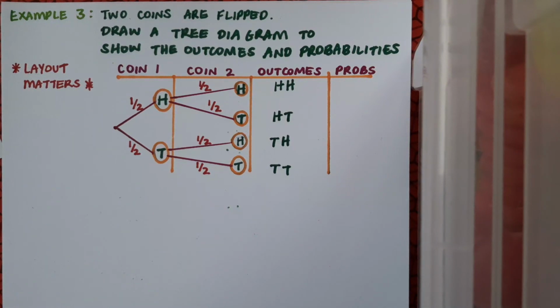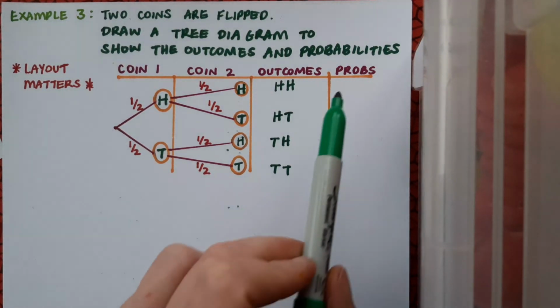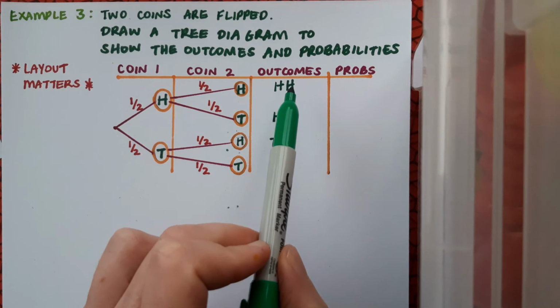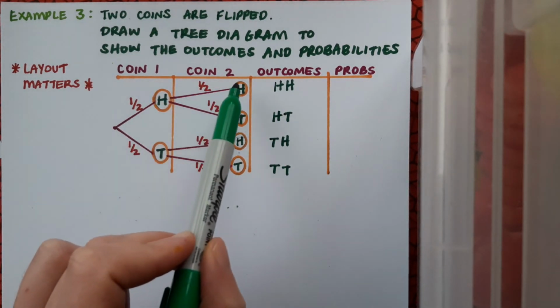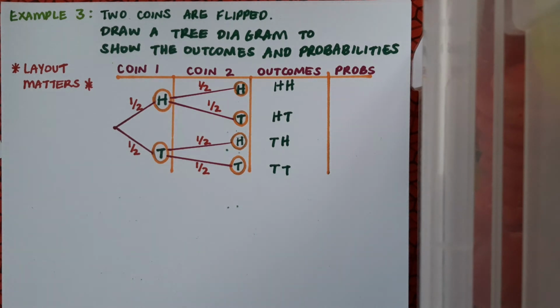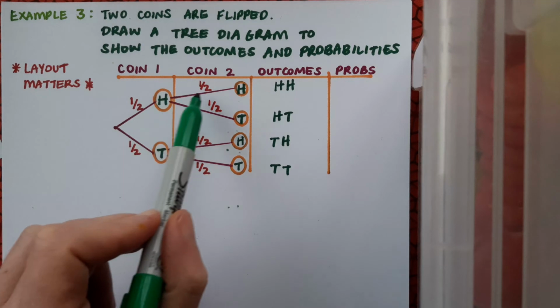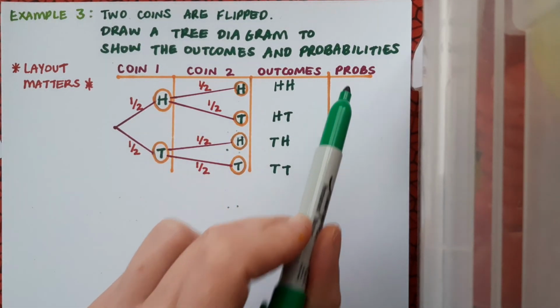And now for the probabilities. I'll fill a probability in for each of the outcomes that I've listed here. And to decide on the probability, what I'll do is I'll follow those same paths again. And as I go along them, I'll multiply together the fractions that I encounter. So for the first one, I've got a half times a half. The probability will be 1/4.